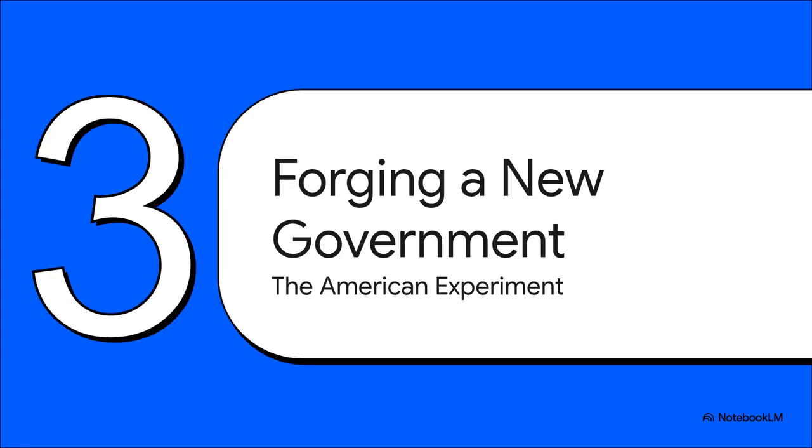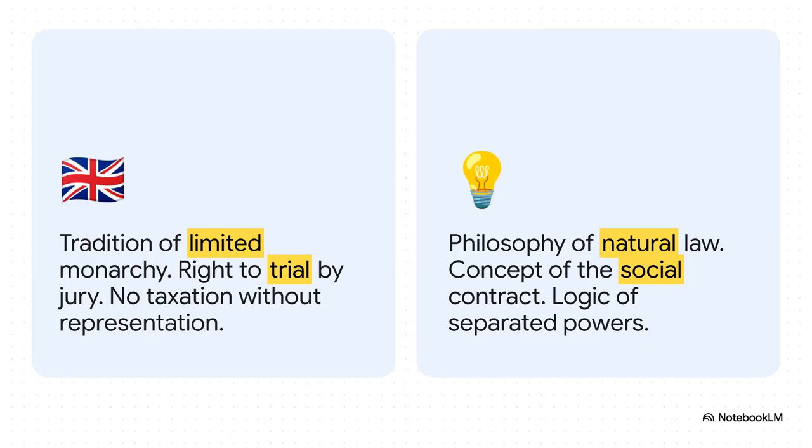So now it's time to see how all these pieces came together. Let's head across the Atlantic, because in the American colonies, these two powerful streams, the English political tradition and Enlightenment philosophy, were about to merge into one revolutionary new river. And you can really see the two streams of thought right here. On one side, you have the concrete rights colonists saw as their inheritance as English subjects, and on the other, you've got these universal principles from thinkers like Locke and Montesquieu that explained why they deserved those rights. The combination of the two?